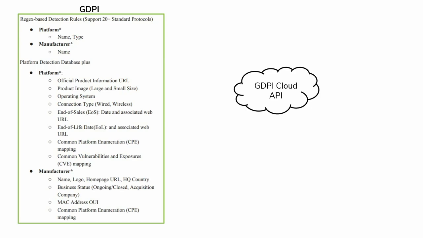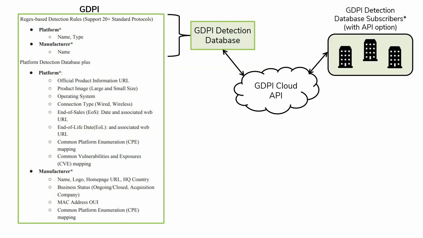Consumers can actually access the GDPI database through the Cloud API. Typical subscribers are split up into two different categories. Detection database subscribers are typically customers that have raw information that they have obtained from scanning the network, but are not confident that they can accurately fingerprint or identify the platforms that they've detected. By subscribing to the regex-based detection rules, you can get accurate information based on what type of platform and the manufacturer for the devices that you have the raw data for.